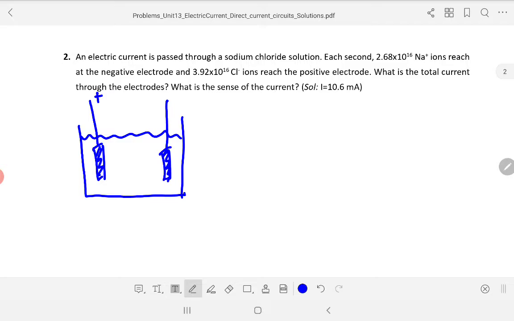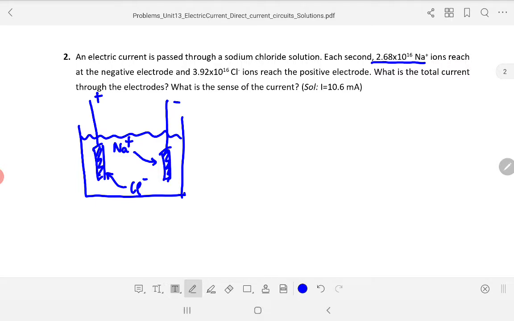Okay, so in the solution we have sodium ions, and we also have chloride ions. So the chloride ions are going to the positive plate, and the sodium ions are going to the negative plate. Okay, so for each second, we have an amount of ions that are going to the positive plate and an amount of ions that are going to the negative plate.